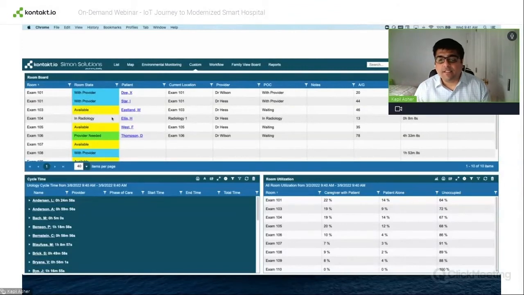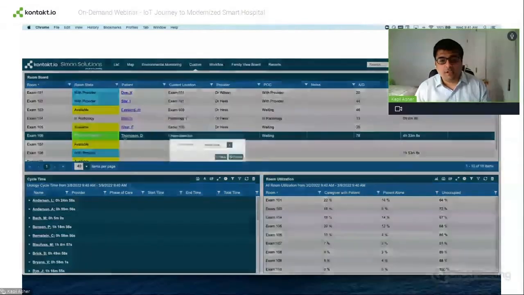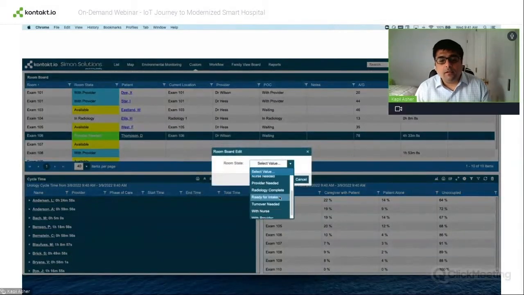And all of these statuses can also notify the correct exact individual that needs to attend to those statuses, right? So, for example, if this status would change to cleaning needed, then it would send a notification to the EVS staff member to go turn over that room, right? So turnover needed.